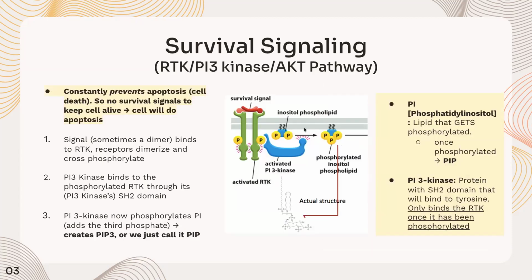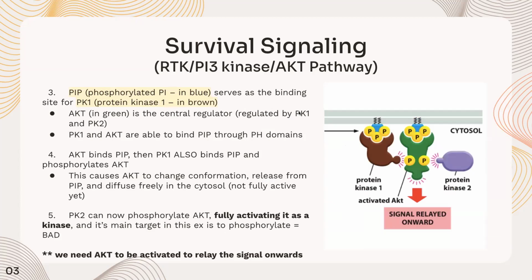Now, that same blue block serves as the binding site for PK1. But let's not even get there yet. The first thing that happens is AKT binds that blue block. Then PK1 also binds and phosphorylates this guy. So green guy, AKT, comes in first, binds it, and then brown guy, PK1, comes in and also binds it, and at the same time, phosphorylates AKT.